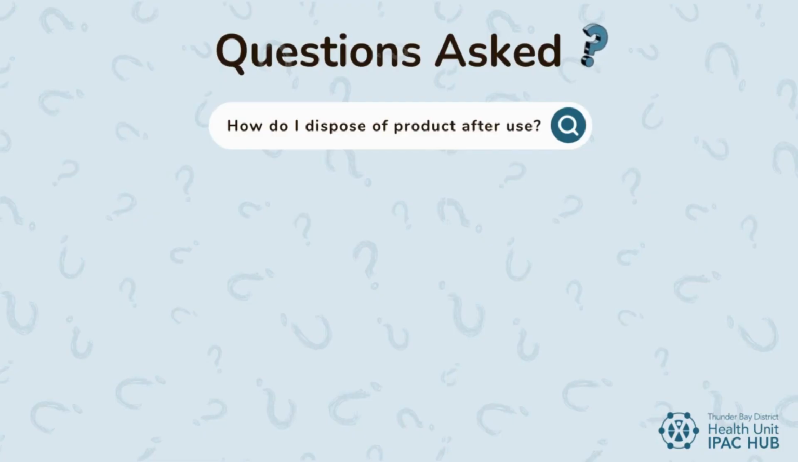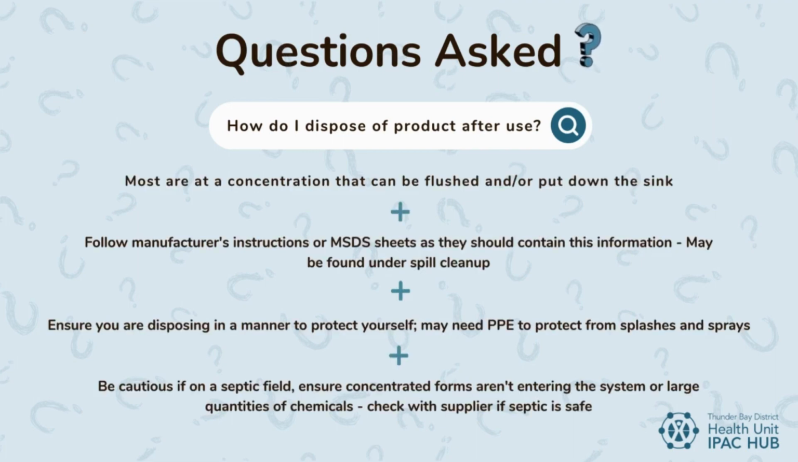Next, let's explore two of the most common questions that we get. The first one is, how do I dispose of a product after use? Most products are at a concentration that can be flushed and/or put down a sink. When looking at disposal, it's important to follow manufacturer's instructions or MSDS sheets, as they should contain this information, most often in the product or spill cleanup section.